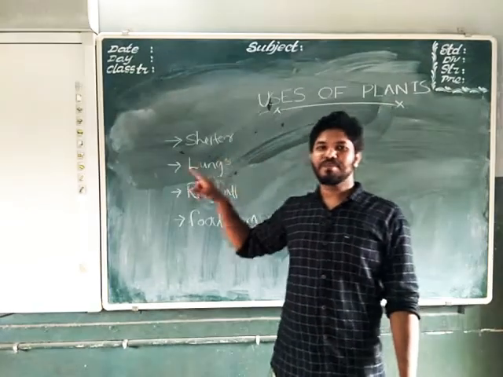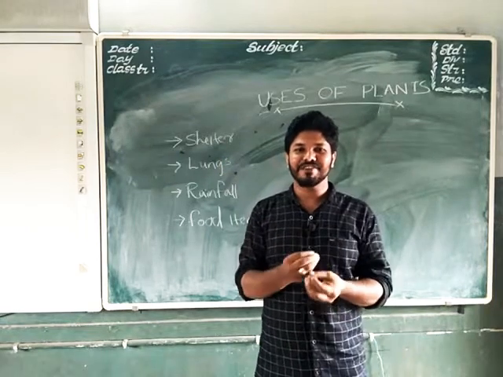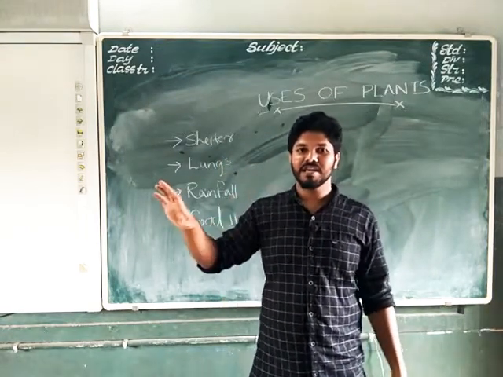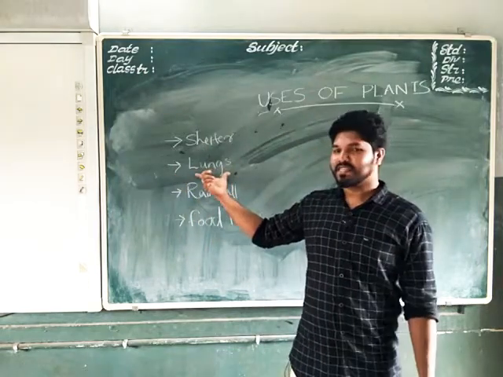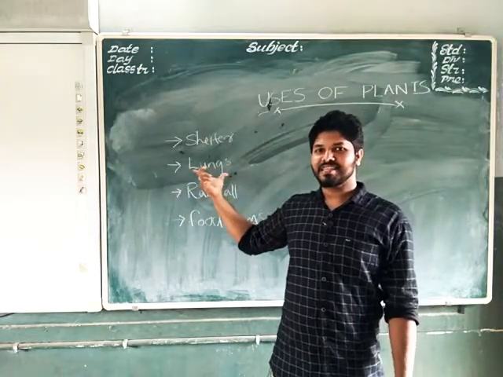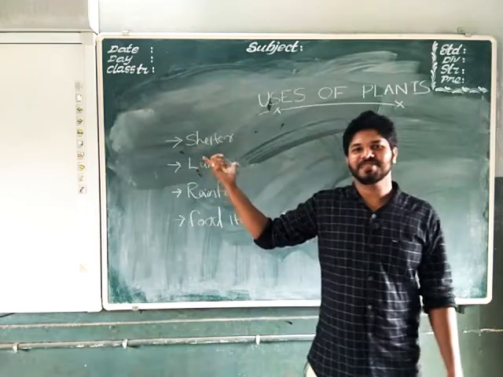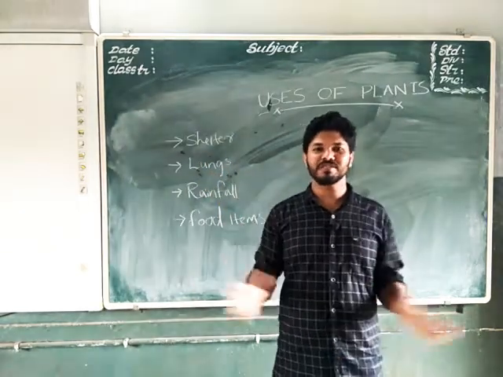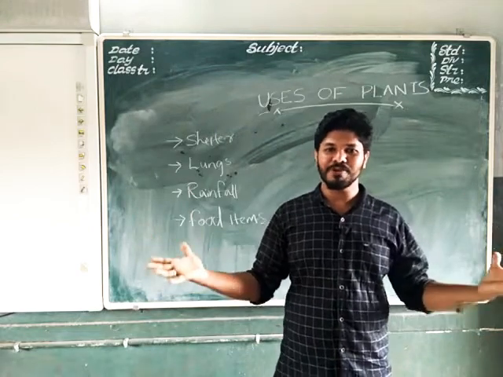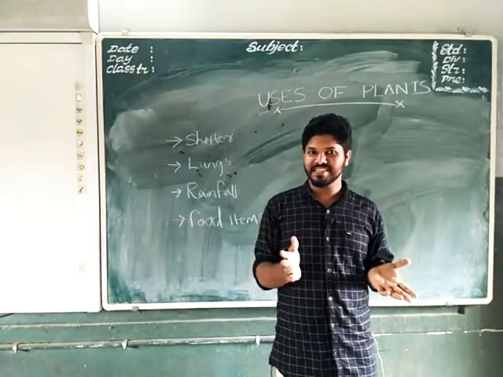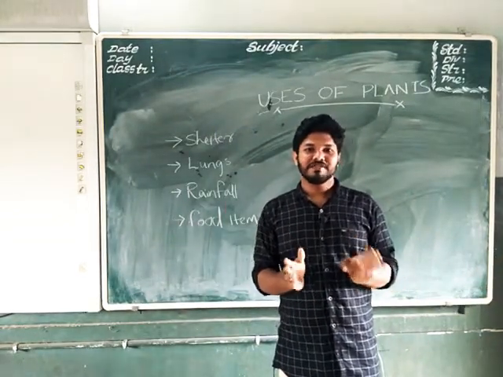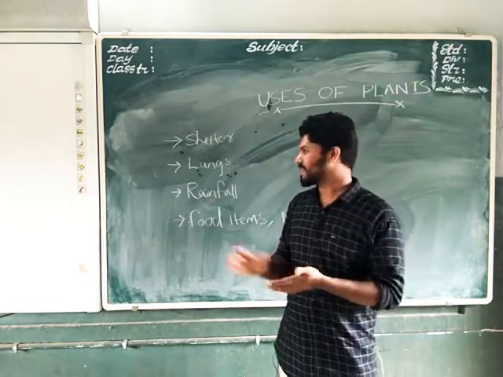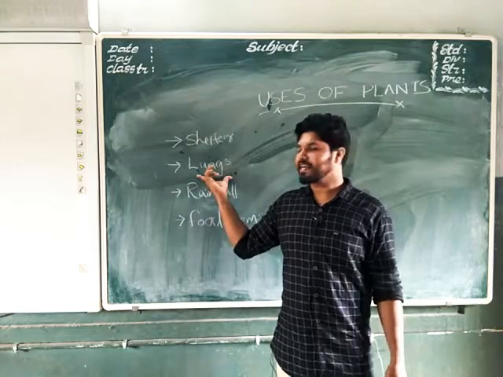So they are actually purifying our air, taking in carbon dioxide and giving out oxygen. By that process they are purifying the air, and hence they are called the lungs of the earth. So we have to conserve the trees. If we have more trees, we'll get more oxygen. So never tell anyone to cut any trees and never allow anyone to cut a tree. They are the lungs of our earth.